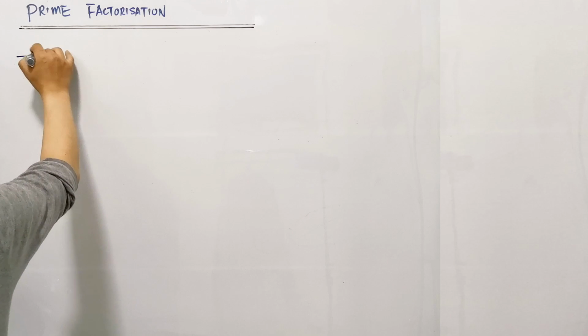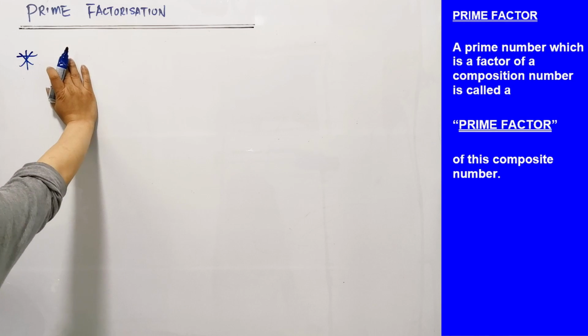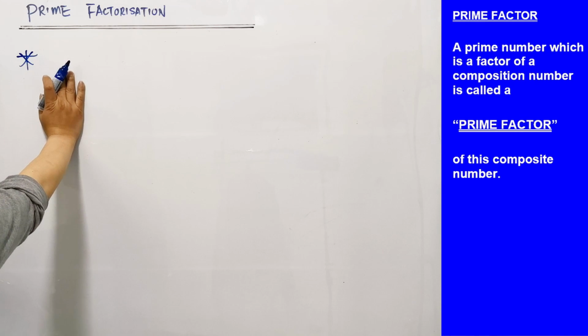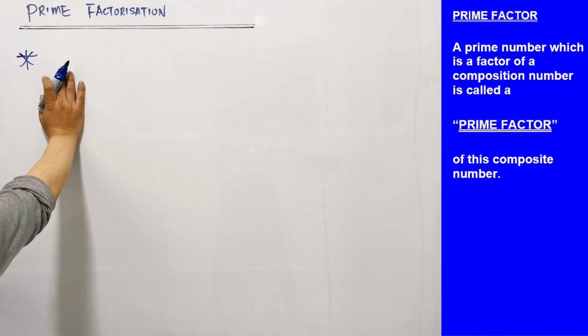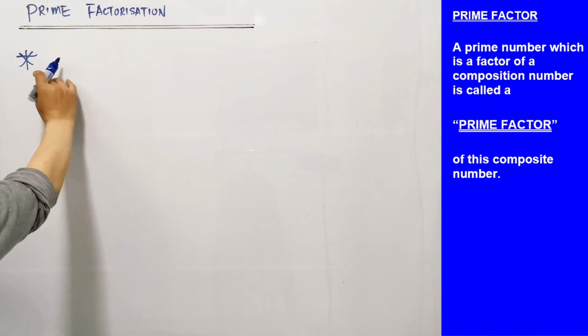Let's look at what is prime factorization. Basically, a prime number which is a factor of a composite number is called a prime factor of the composite number.